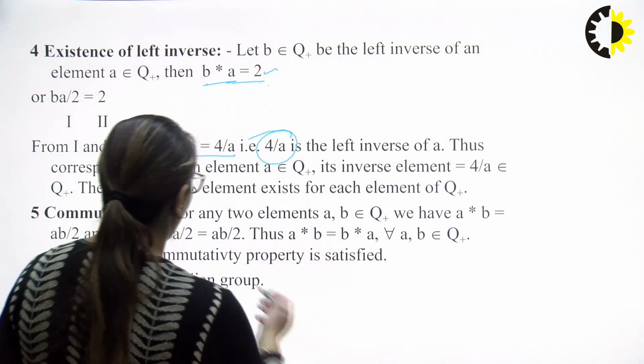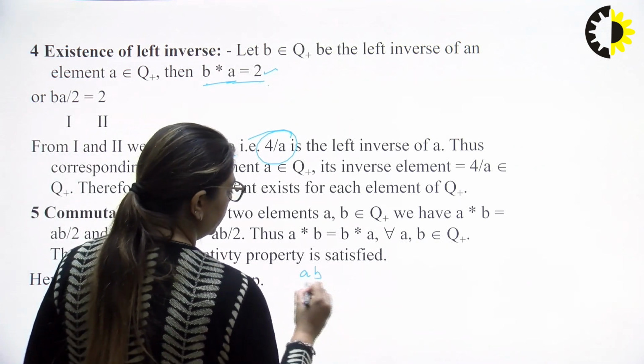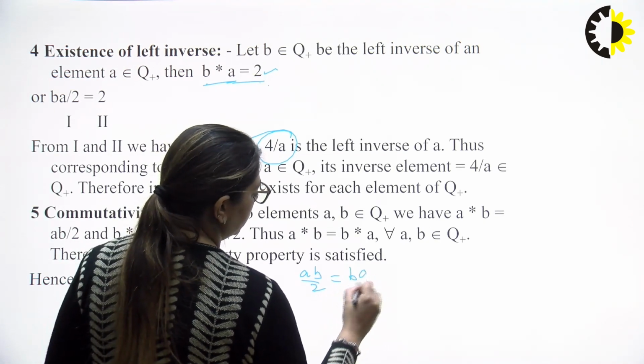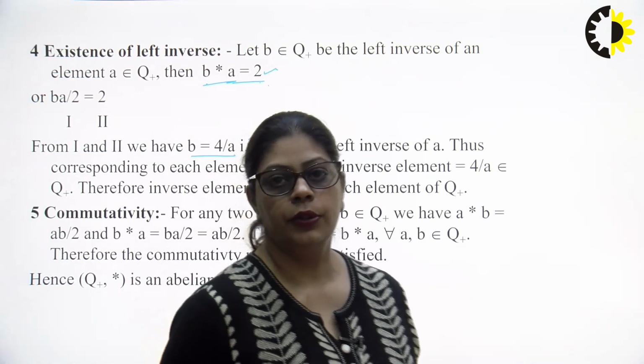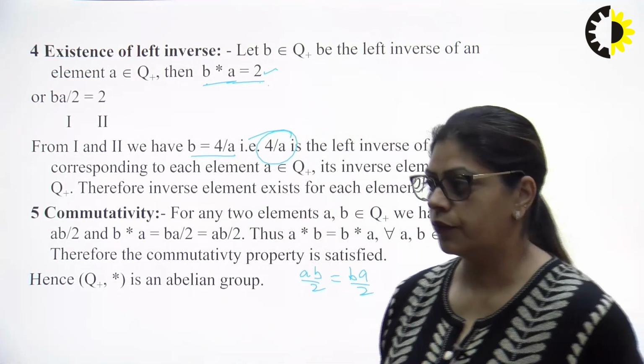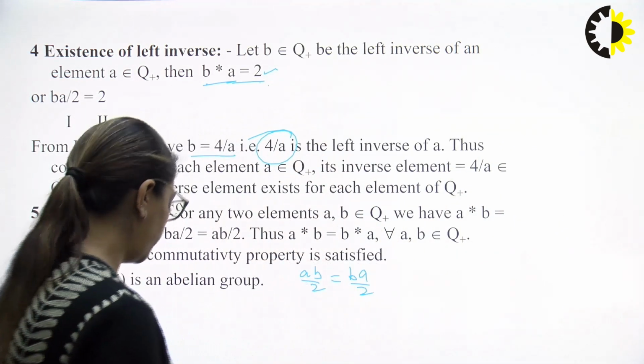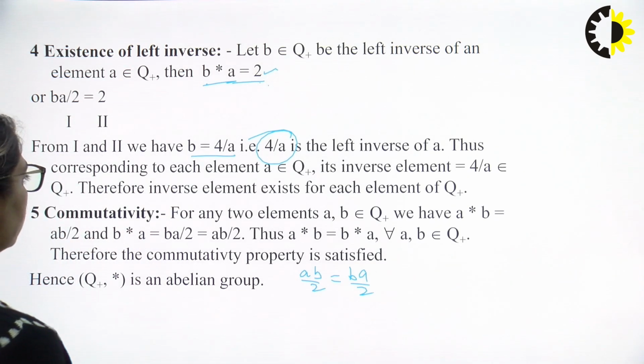Commutative property, we all know that AB upon 2 is always equal to BA upon 2. By the product, we know that product is commutative. So we can say that it is satisfying all the properties, so it is an abelian group.